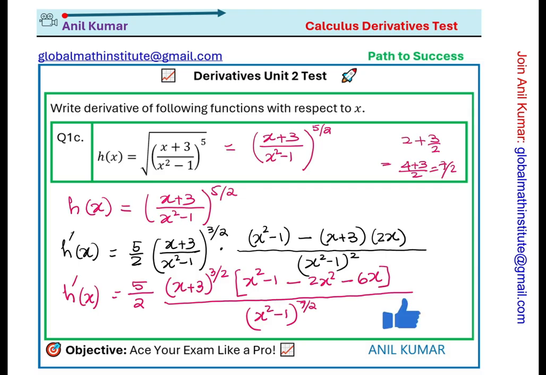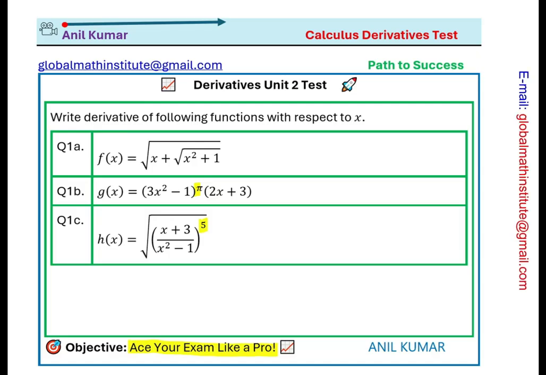The other simplifications are very simple. You can actually figure out what is there in the numerator, that square bracket, simplify, and write down your answer. Makes sense, correct? So with that, we have solved the very first question of this particular test. I hope it makes sense, correct?